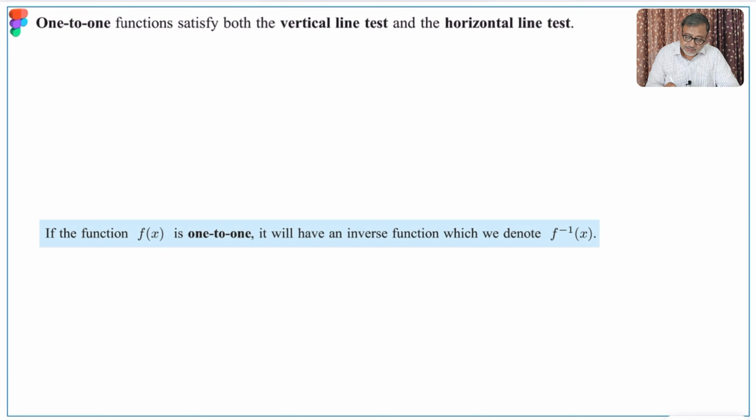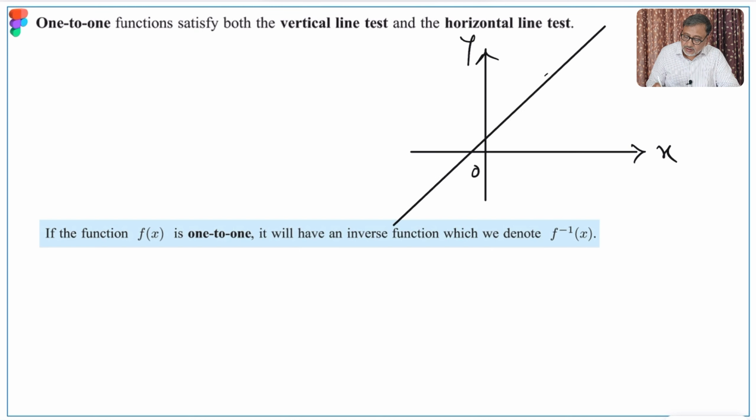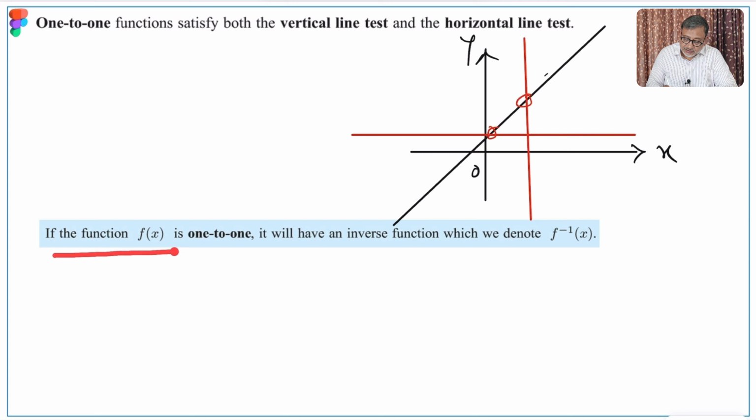Now one-to-one function satisfies both vertical line test and horizontal line test, isn't it? When you draw a straight line, see here, any straight line, this is a linear equation. It will pass the vertical line test and it will pass the horizontal line test, both the tests. It will meet only in one point, whether you draw a vertical line or the horizontal line, right? Then if a function is one-to-one, it will have an inverse. We can find its inverse and it is denoted by f inverse of x. Okay.